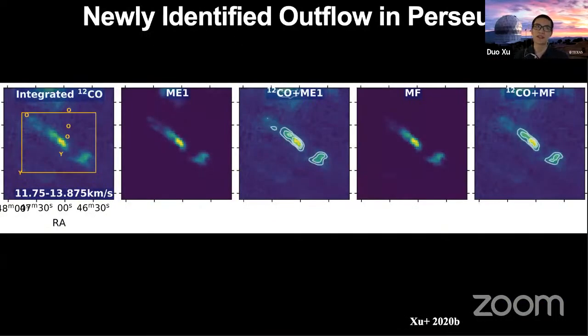Besides the previously identified feedback or outflow, our method is able to identify some new outflows. Here is an example of a newly identified outflow in Perseus, and there are several young stars around it, but we are not sure which star is driving this outflow.